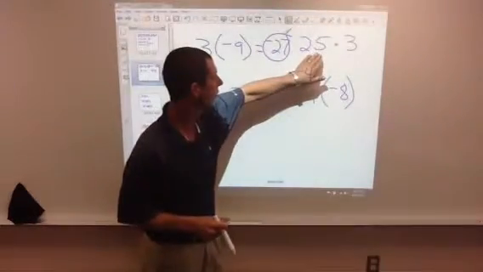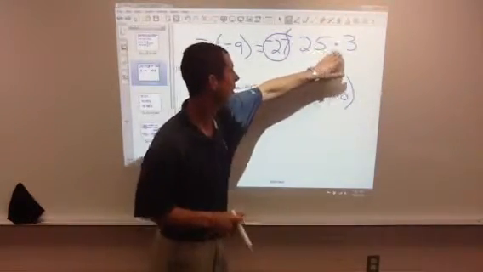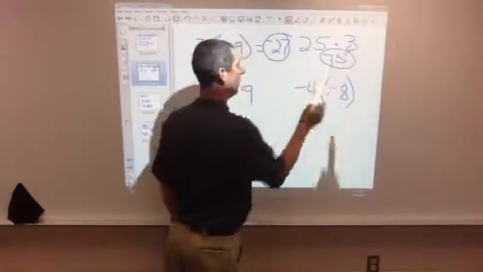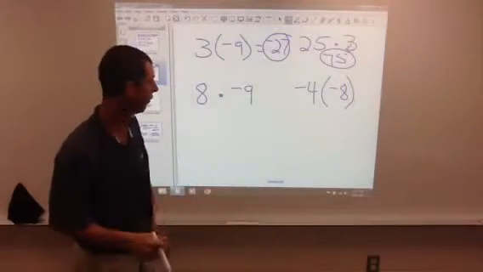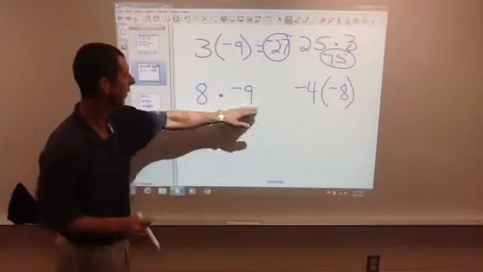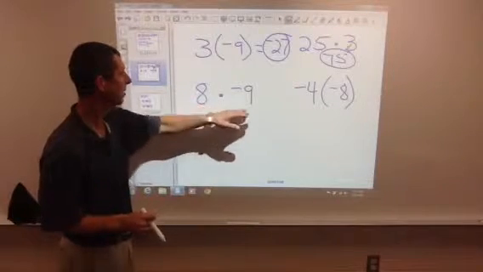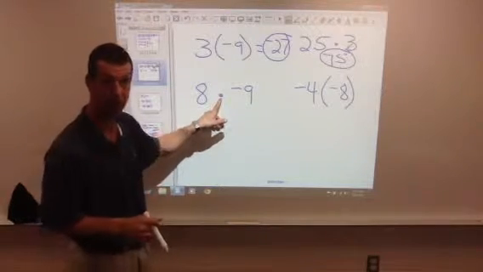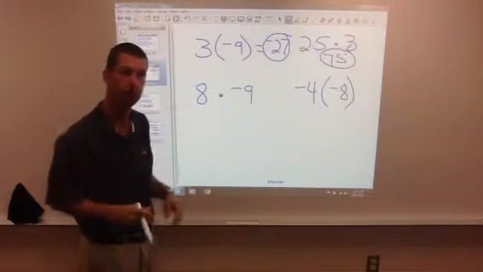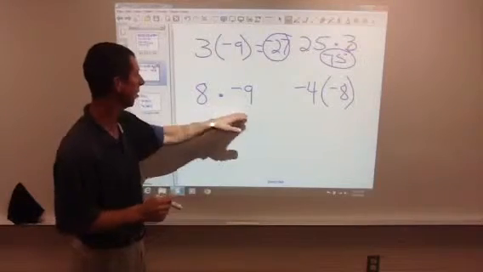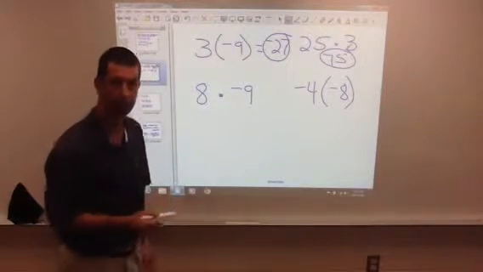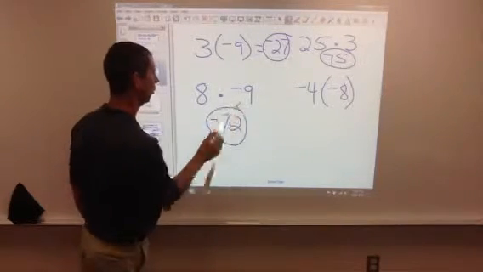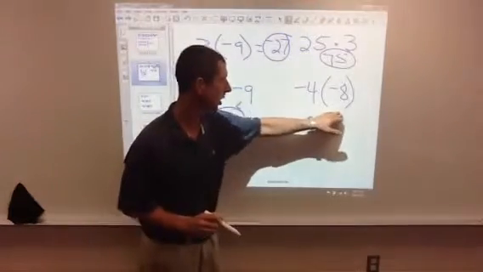If we go to this one here, obviously 2 positives. 25 times 3, 75. No negative number involved. Here we have one negative integer and a positive, so 8 times negative 9. Now this one's set up a little bit differently. They put a dot to show multiplication instead of one of the numbers in parentheses with nothing. Once again we multiply. We have one negative number, so it's going to be a negative answer. Negative 72.